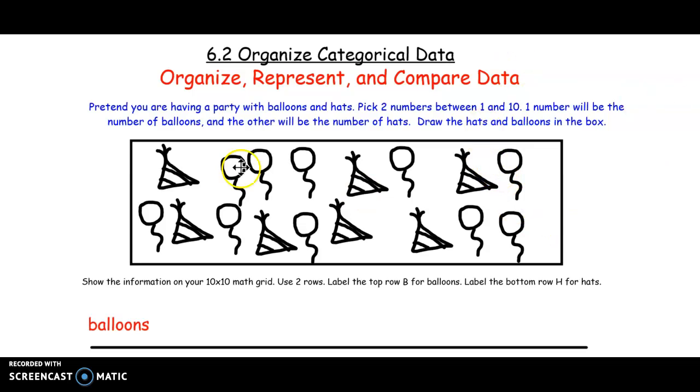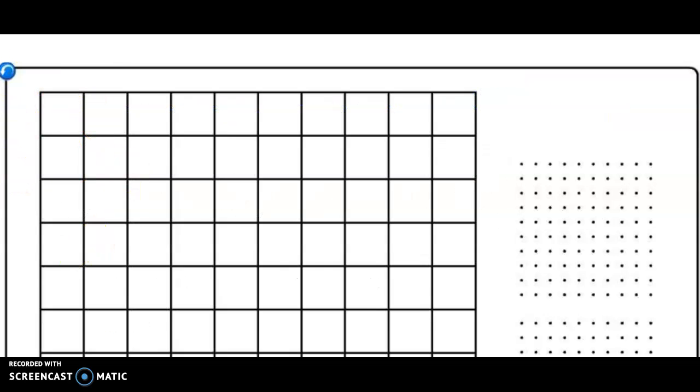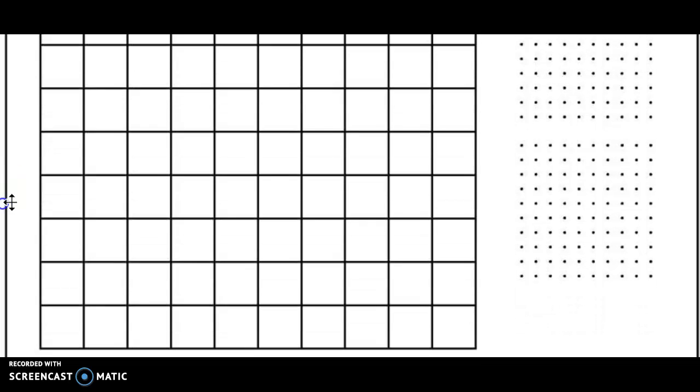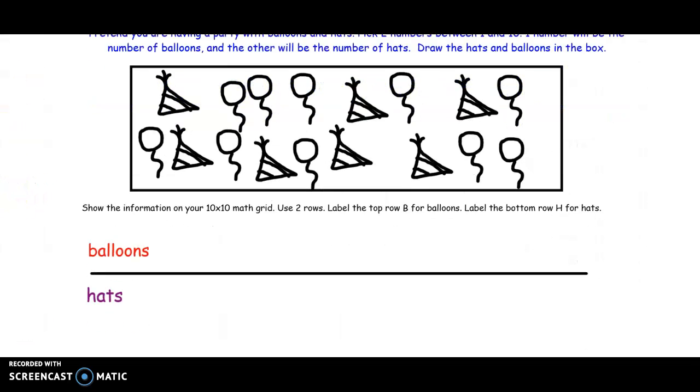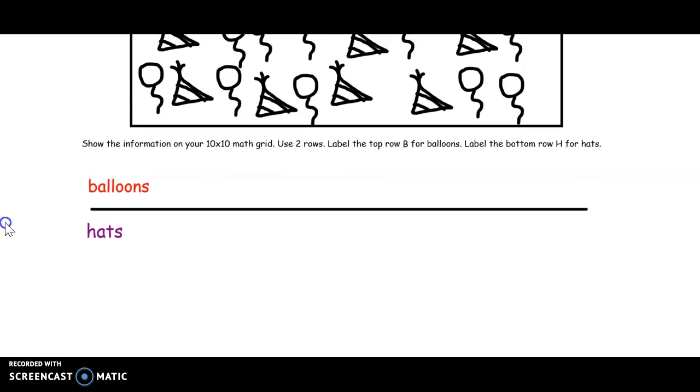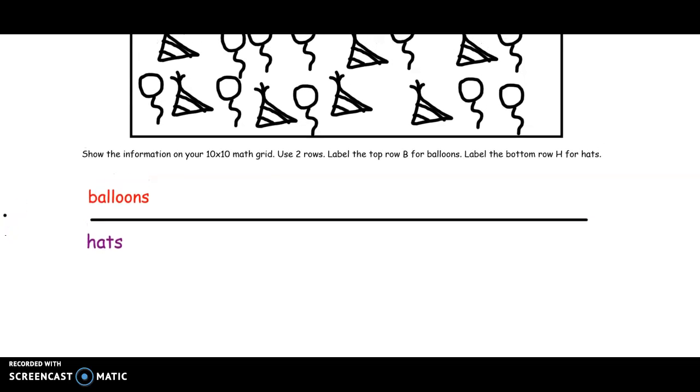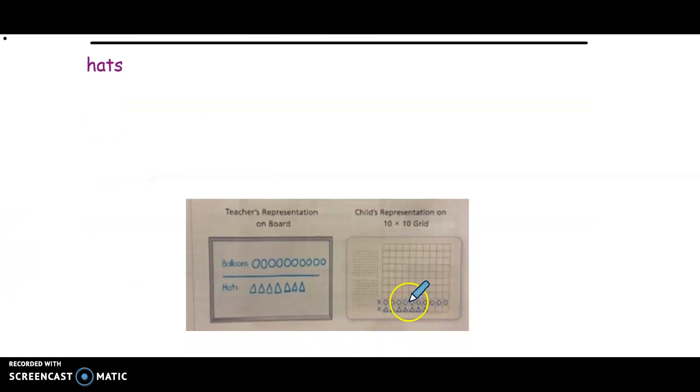So then I'm going to have you get your math board out, which looks like this. You're going to set up your math board with a B right here on the outside. That's going to stand for balloons. And then you're going to have an H right here that stands for hats. Okay. And I'm going to show you on this page right here. I want to show you what your representation can look like down here.